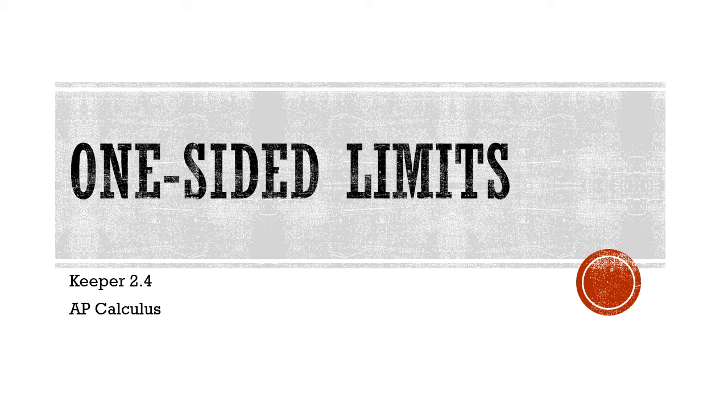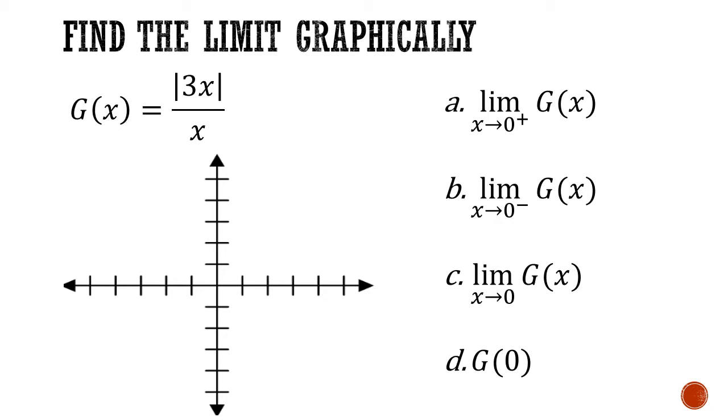Okay, this is Keeper 2.4, one-sided limits. Find the limit graphically. So we're given the function g of x equals the absolute value of 3x over x. We want to sketch this graph and then using our graph, evaluate the limits a, b, c, and d on the right side.